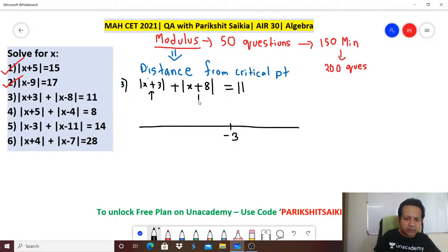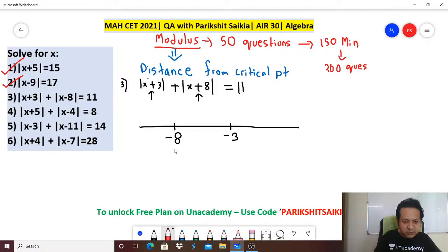So one critical point is definitely minus 3. Similarly, another critical point is minus 8. Why? Because if you put minus 8, plus 8 will make this 0. So you plot the critical points. Now you look at the difference. What is the distance between the two points?